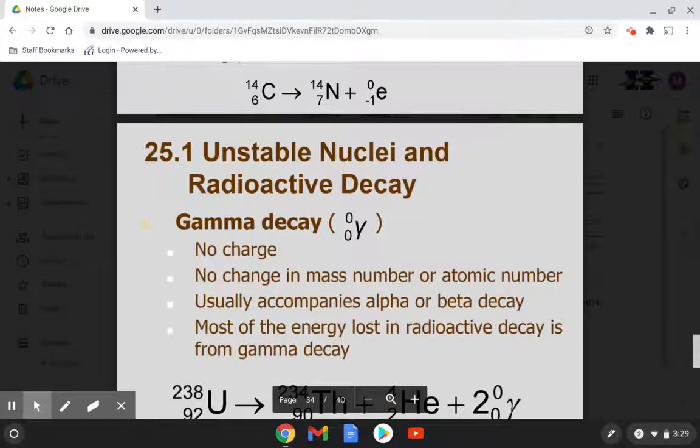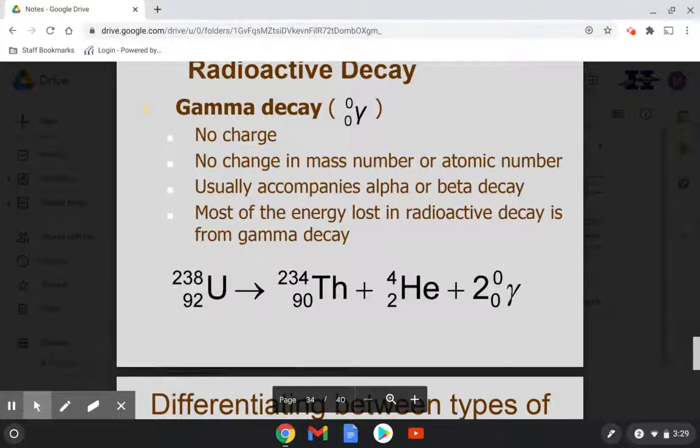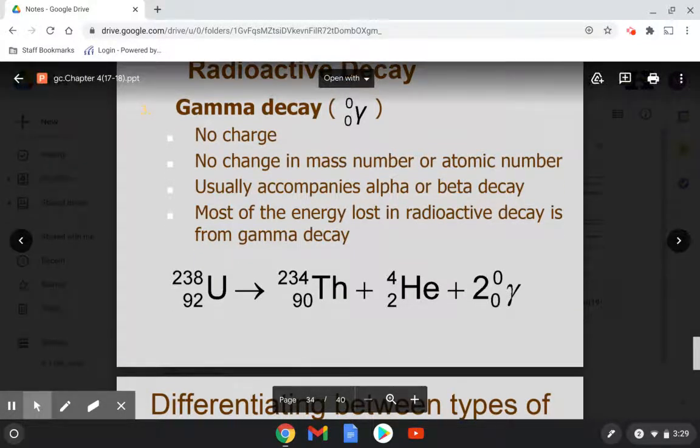A gamma decay is when we see that there's going to be no charge, so no change in the mass number or atomic number. Usually this is going to accompany alpha or beta decay. Most of the energy lost in radioactive decay is from the gamma decay. So we see here that with this alpha decay, we have this gamma decay noted here.